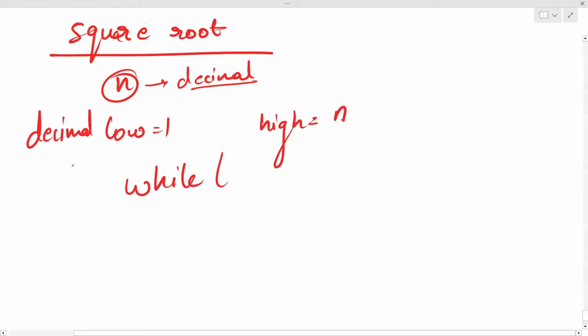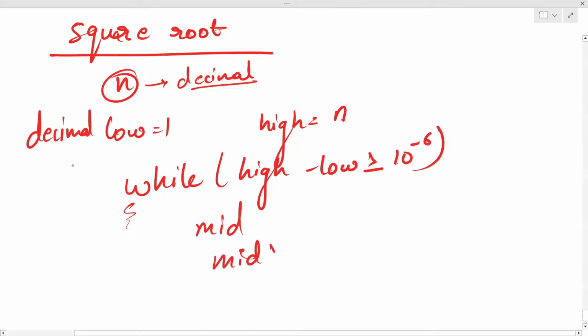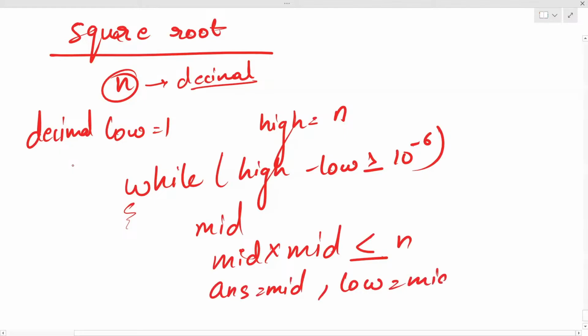So what will we do? While high minus low is more than or equal to 10 to the power minus 6, because this will keep going while the range of possible results is more than 10 to the power minus 6. While this is true, we'll find the mid, and check if mid into mid turns out to be less than or equal to n. We'll take our answer as mid and shift to the right part, which is low equals to mid plus 1. Not mid plus 1.